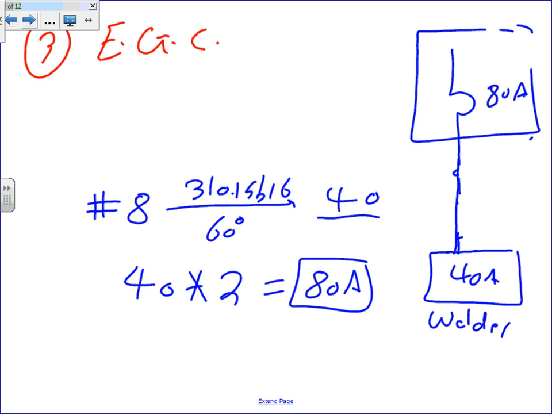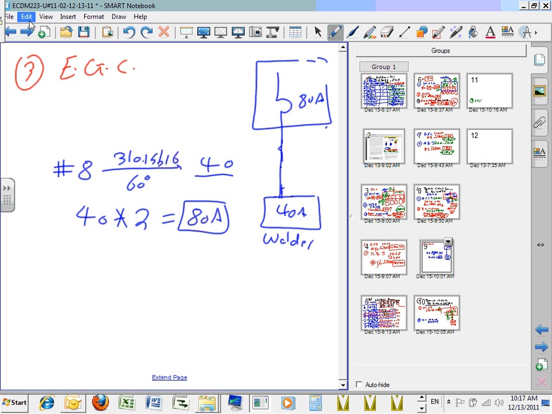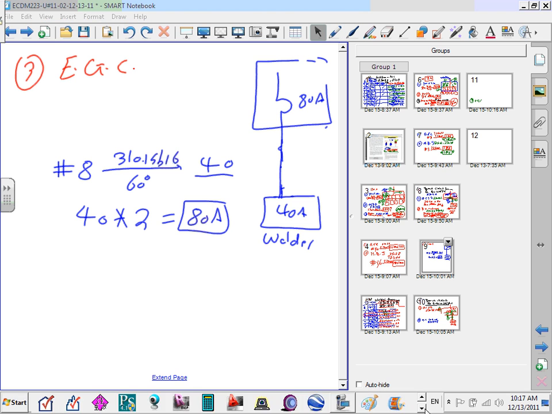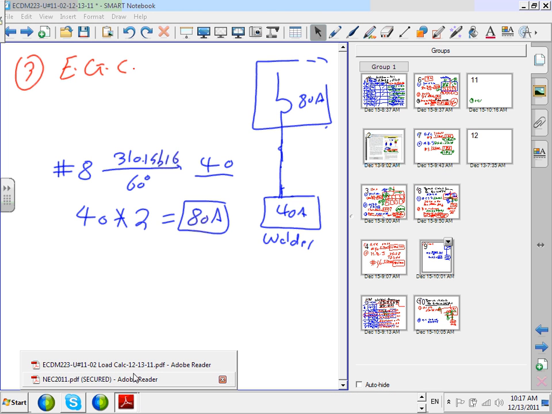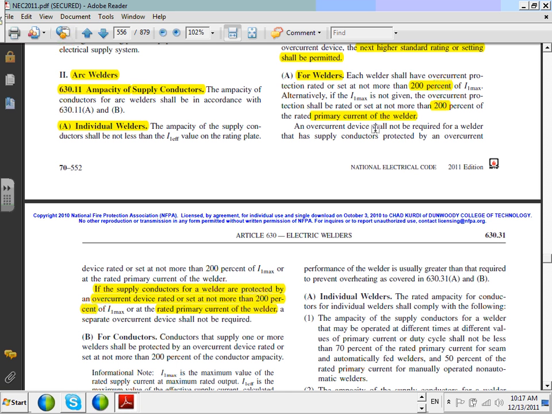So we're good. If you don't believe me, you're going to go to the NEC code book and look at exactly this one. Right here. See that one here? Everybody can see that? If the supply conductors for a welder are protected by an overcurrent protection device rated or set at not more than 200%, then of the rated, a separate overcurrent protection device shall not be required.